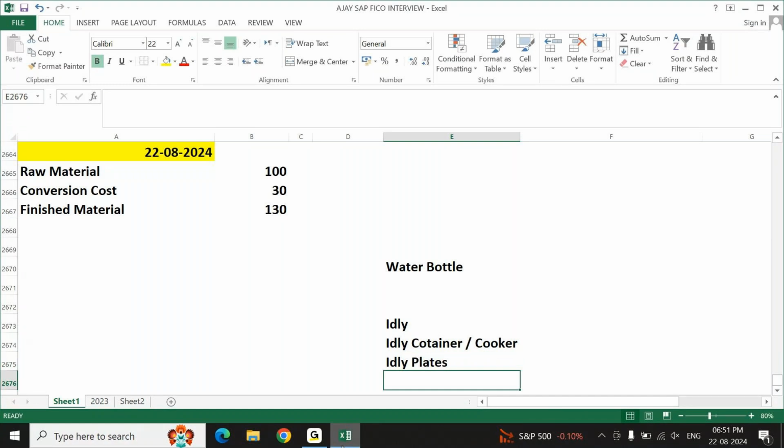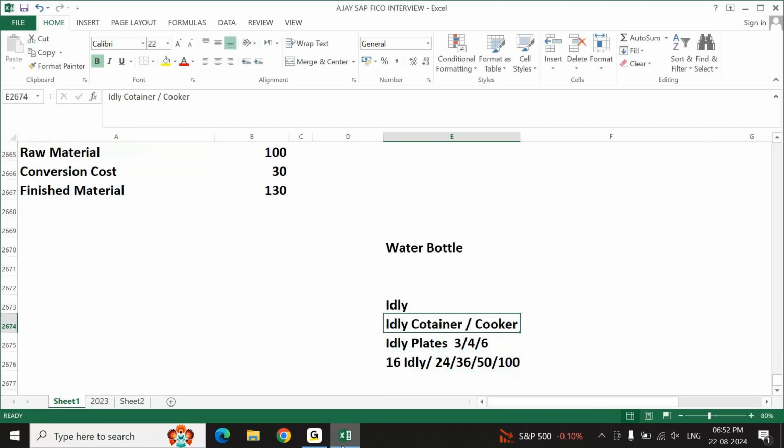Now it depends on the size of your idli container. Let's say my idli plates, there may be a 3-plate container, or maybe a 4-plate container, a 6-plate container. In short, in one shot, I can prepare, let's say, either 16 idlis, or 24 idlis, or 36 idlis, or 50 idlis, or 100 idlis, depending on the size of my container.